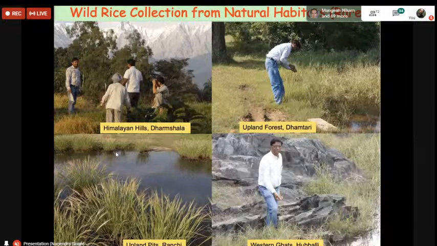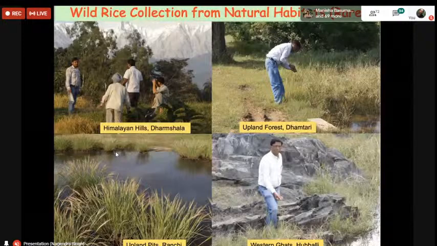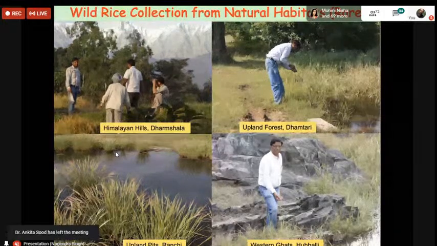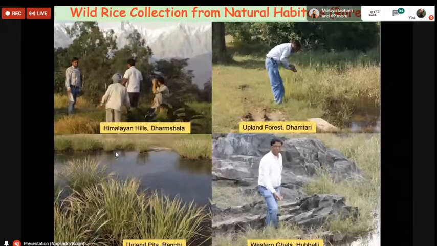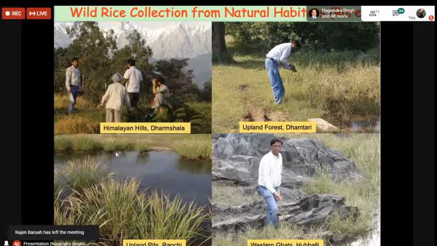You can see in Himachal Pradesh, in the hills, then here in Jharkhand, near Ranchi, there are shallow small pits and around that wild rice is growing. Then in the Dhamtari forest in Chhattisgarh, you can see it is there. Then the Western Ghats in Karnataka, in the Hubballi River, across the ghats, you can see a lot of wild rice is there. So these are very small packets, but it is spread throughout India, both upland and lowland.